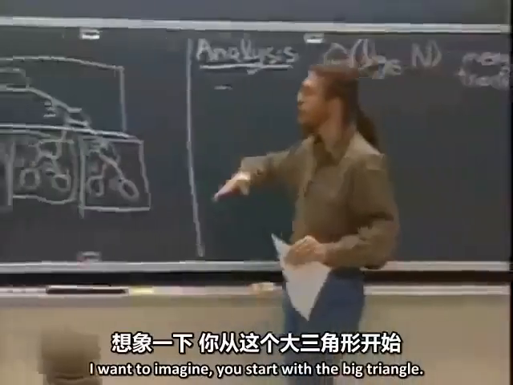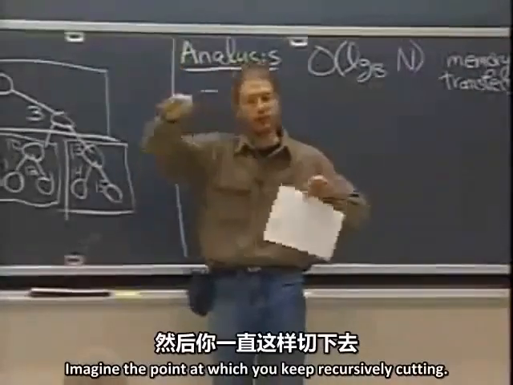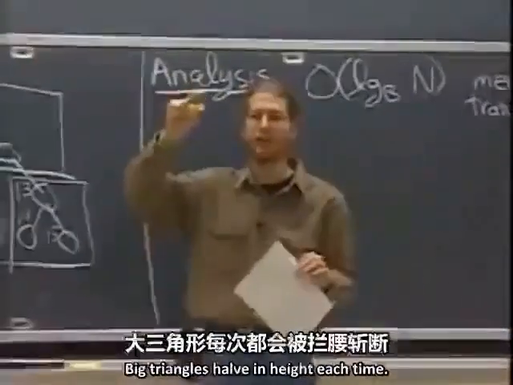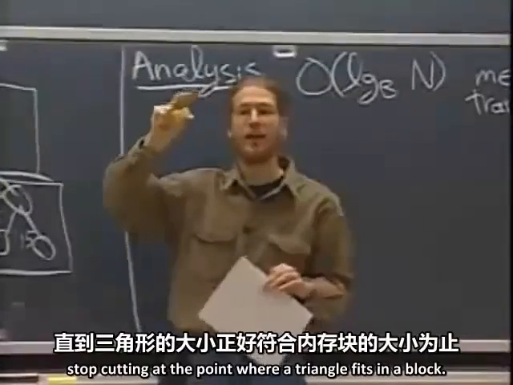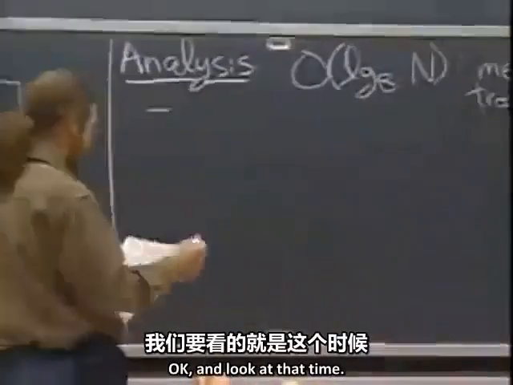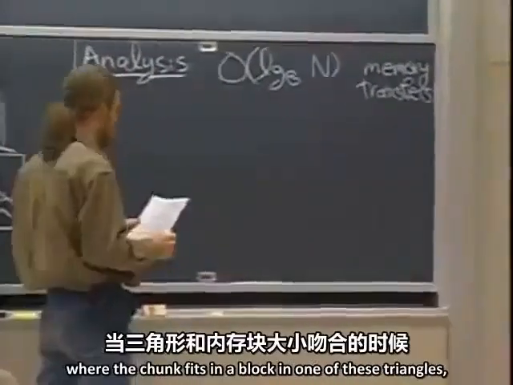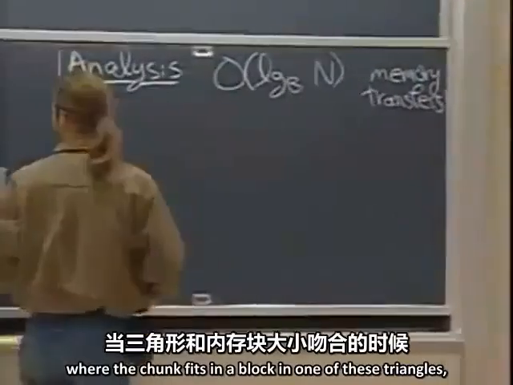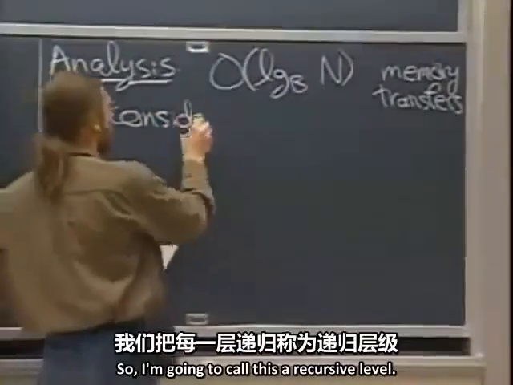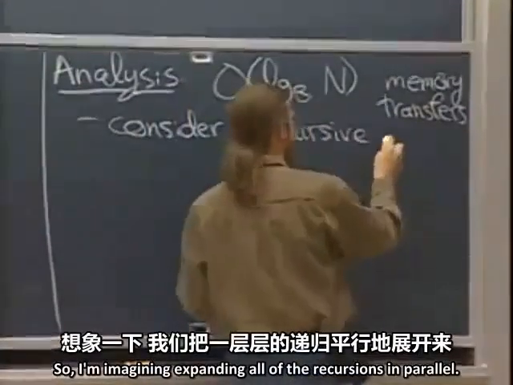I want to imagine you start with this big triangle. Then you cut it in the middle. You get smaller triangles. Imagine the point at which you keep recursively cutting. So imagine this process. Your big triangles halve in height each time. They're getting smaller and smaller. Stop cutting at the point where a triangle fits in a block. Okay, and look at that time. The recursion actually goes all the way, but in the analysis, let's think about the point where the chunk fits in a block, where one of these triangles, one of these boxes fits in a block. So I'm going to call this a recursive level. So I'm imagining expanding all of the recursions in parallel.